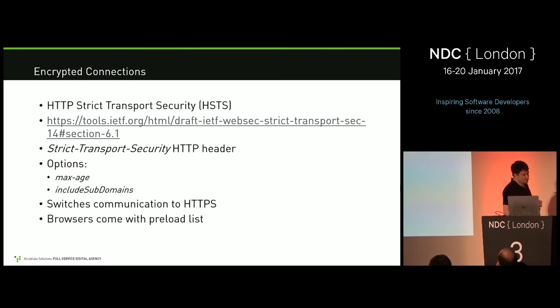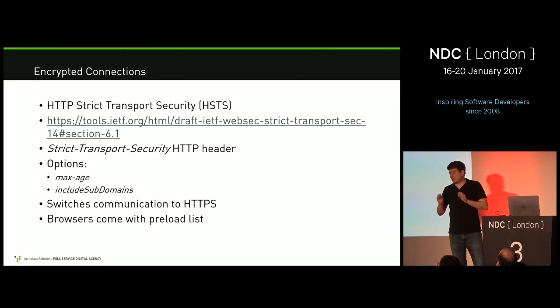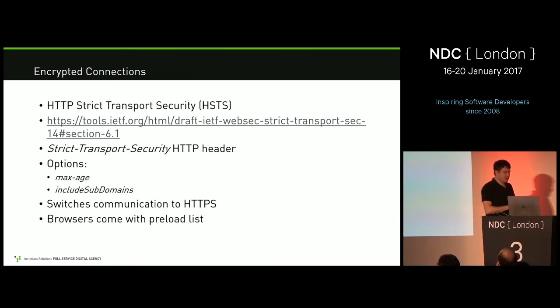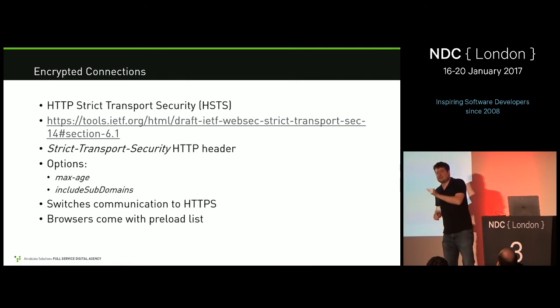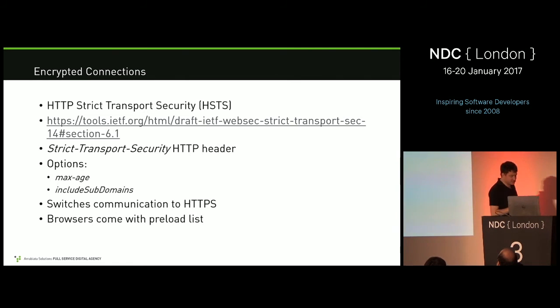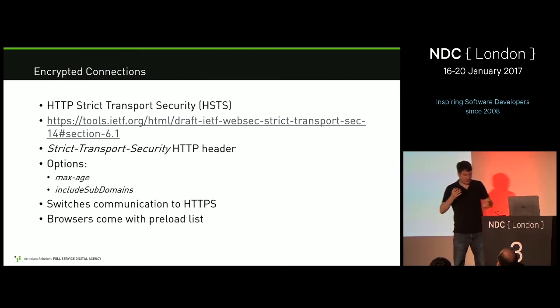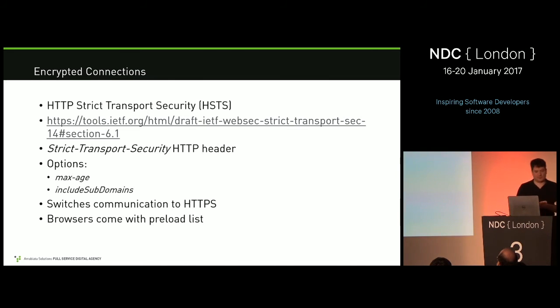So whenever you go to, let's say ndclondon.com had this header, whenever the browser goes to http://ndclondon.com and you type this in and press enter, then the browser sends a request to https://ndclondon.com. So no more attempts of sending unencrypted requests to that server as long as the max-age timeout is not met. So a year or two is, I think, a good idea.